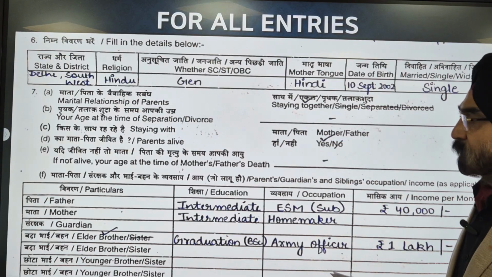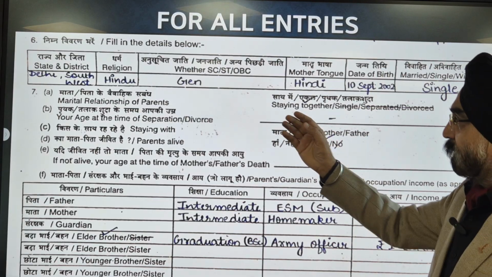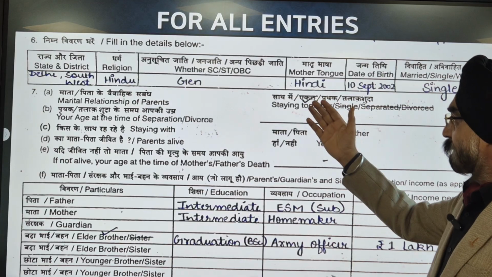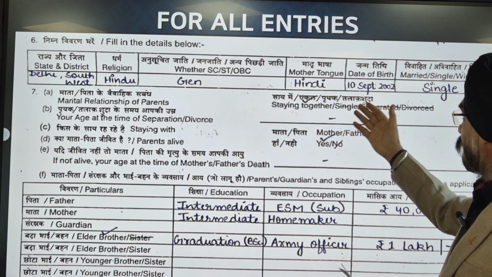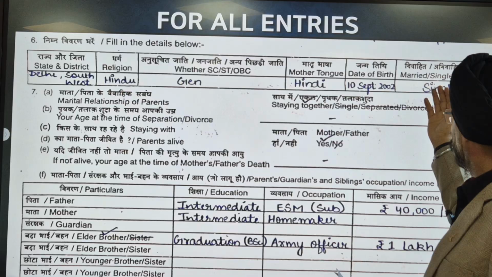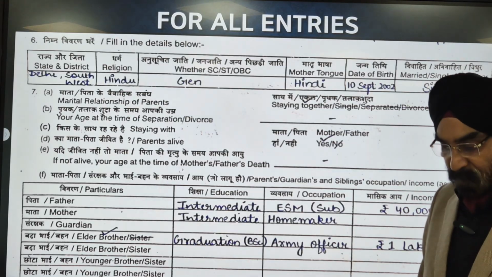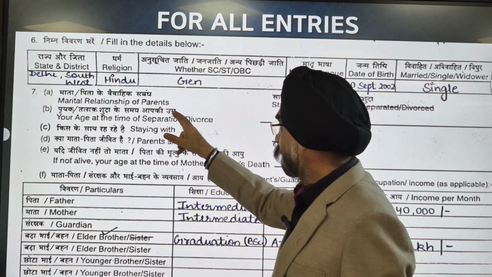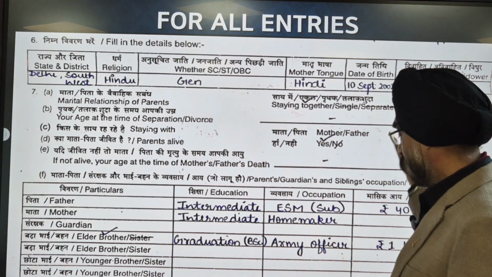In column number 6, they are asking regarding the state and district you belong to. They are also asking about your religion, whether SC, ST, OBC, mother tongue, and date of birth, and whether you are married or single. And after that, you come to this. There is the marital relationship of parents. Are they staying together, single or separated?